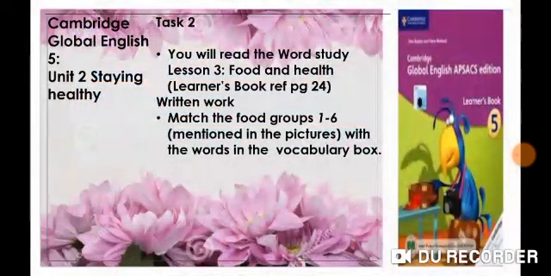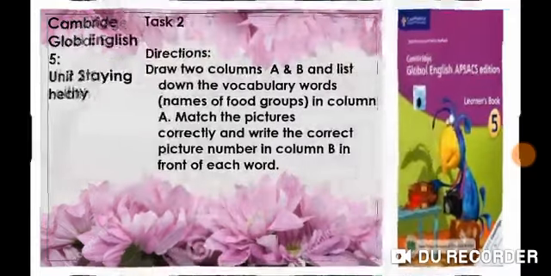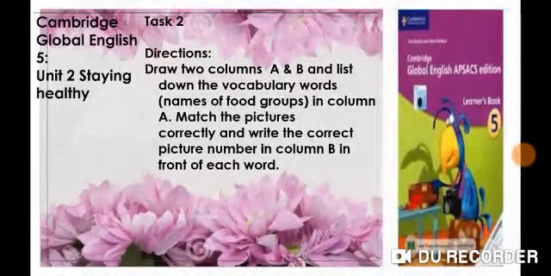Now, starting with the first task, you will read the word study that is given on page number 24 of your textbook, and you will match the food groups 1 to 6 with the pictures. How you will do it? You will make two columns, A and B. In one column you will write the names of the food groups, and the other column you will write the number of the picture that shows the particular food group.